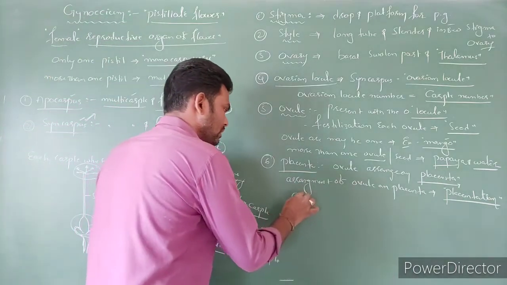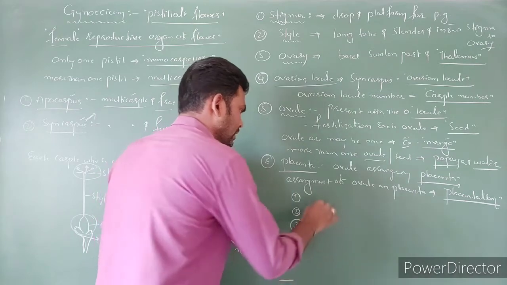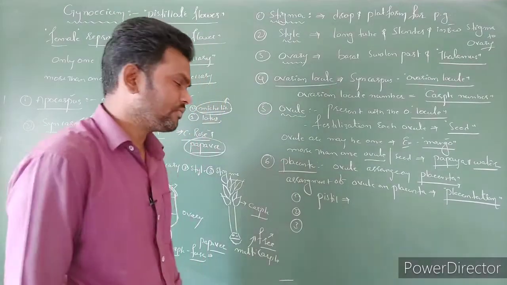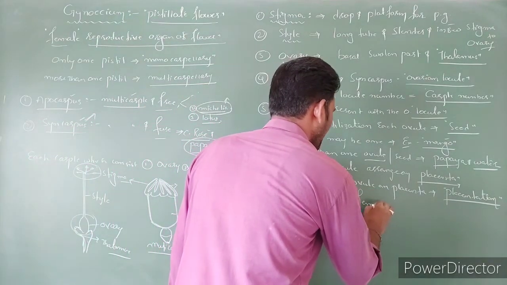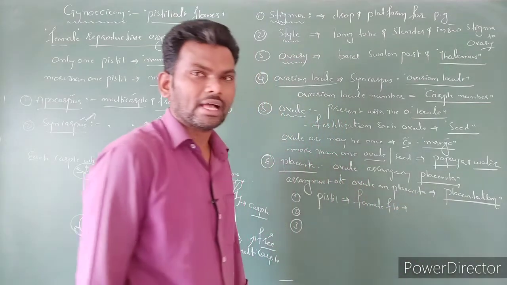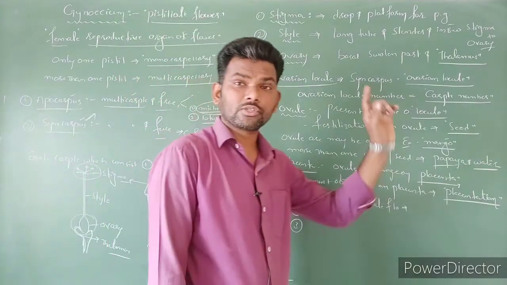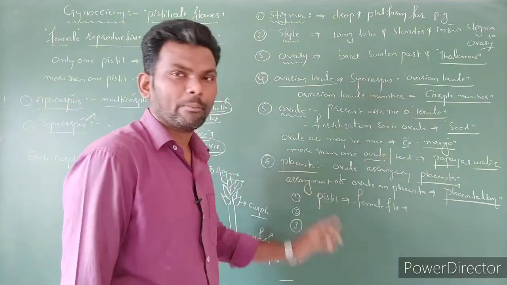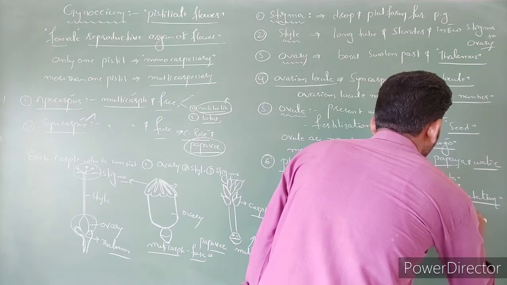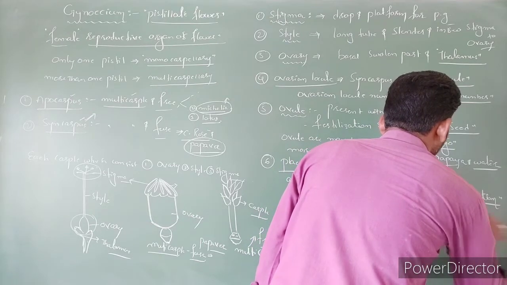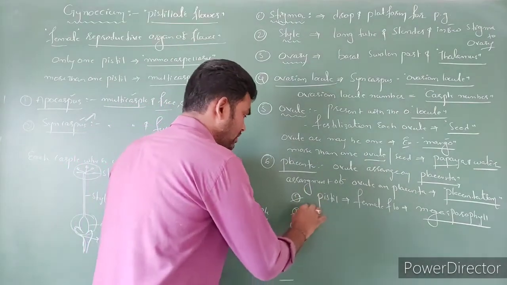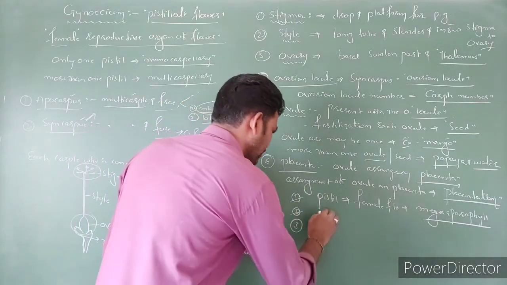And again, some synonyms are here for competitive exams, like pistillate flower. Pistillate flower generally we can call as what? Female flower. The pistil is also called as megasporophyll. Androecium is called as microsporophyll. Now the pistil is called as what? Megasporophyll.